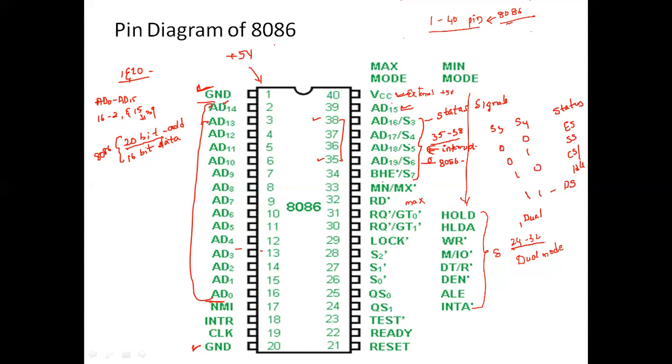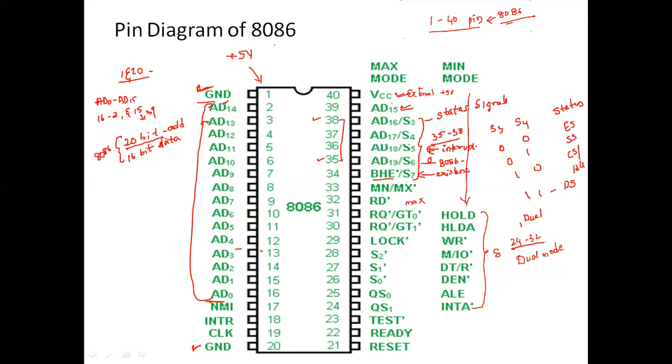Here we have the BHE by S7. BHE stands for bus high enable. The combination of this BHE by S7 status informs about the existence of data on the data bus. If data is present on the data bus, this pin is going to tell us. So that is the existence of data present on the data bus.